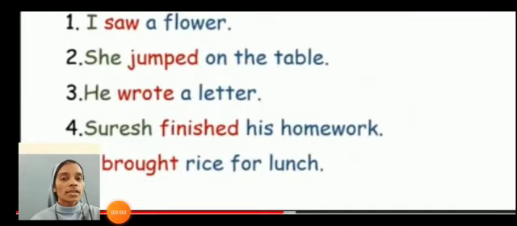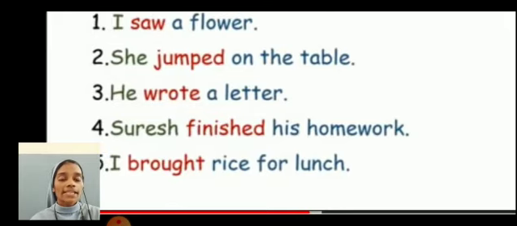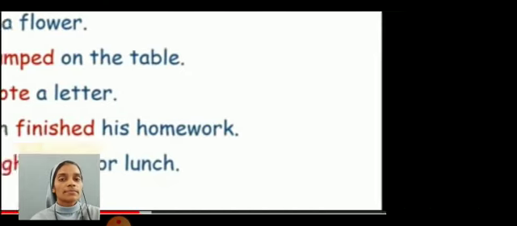You can see some more examples in simple past tense. I saw a flower. Here the verb saw is the second form of the verb. She jumped on the table. Here the word jumped is the second form of the verb. He wrote a letter. Wrote is the second form of the verb. Suresh finished his homework. Here finished is the second form of the verb. Then I brought rice for lunch. Brought is the second form of the verb.